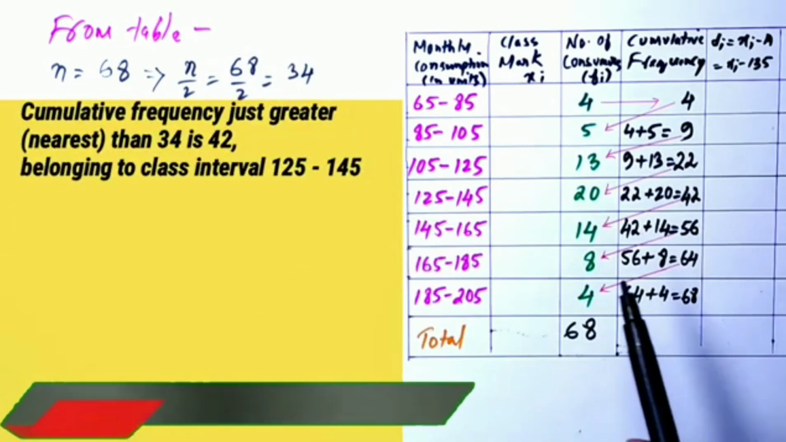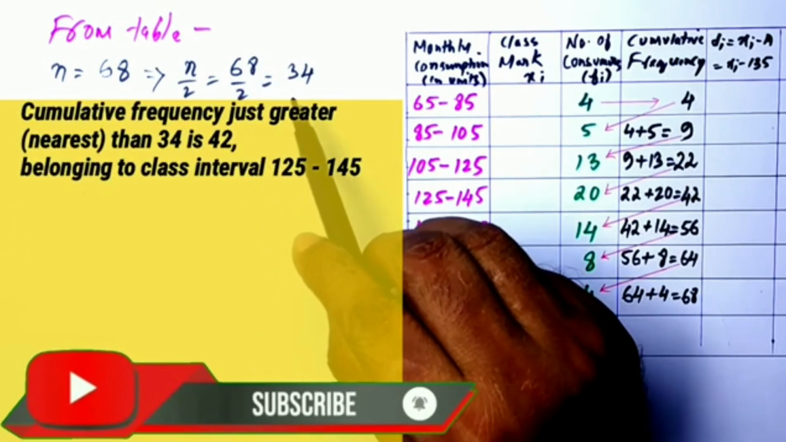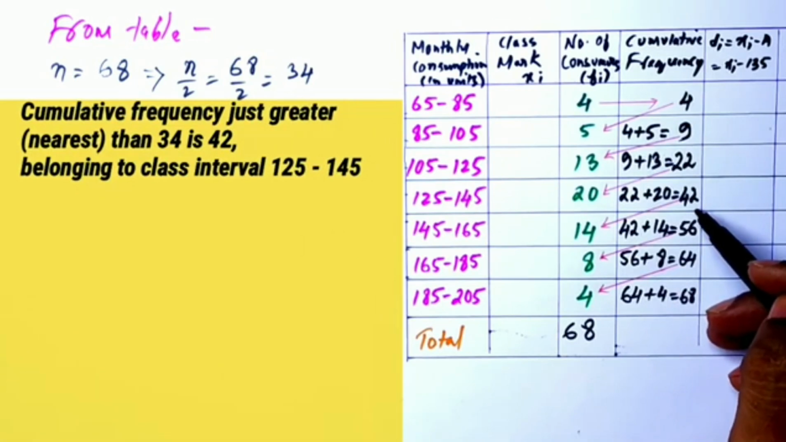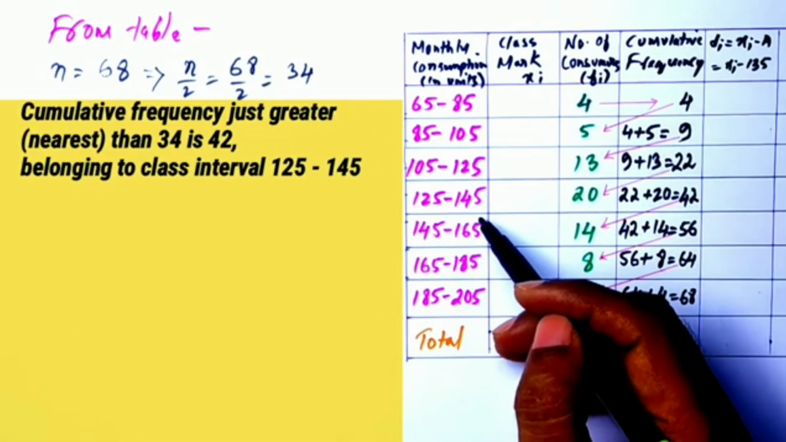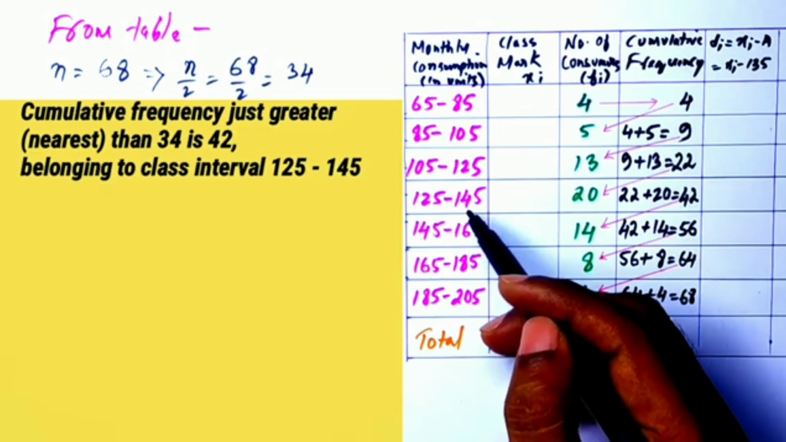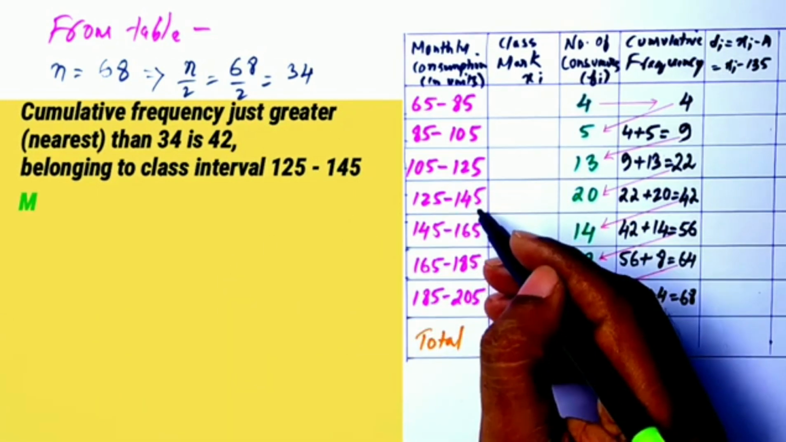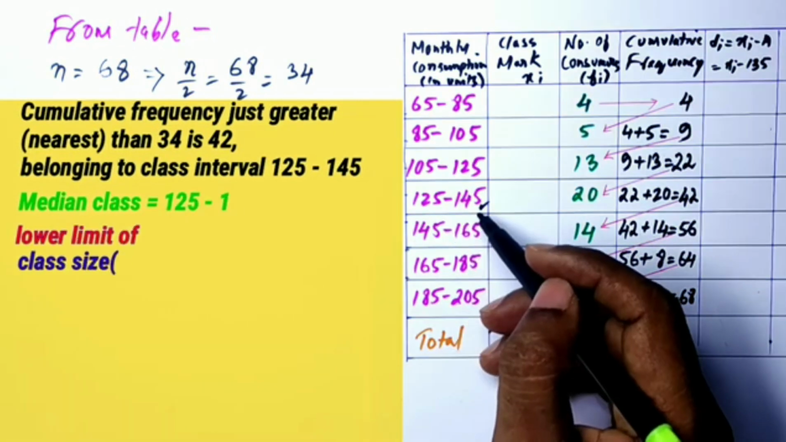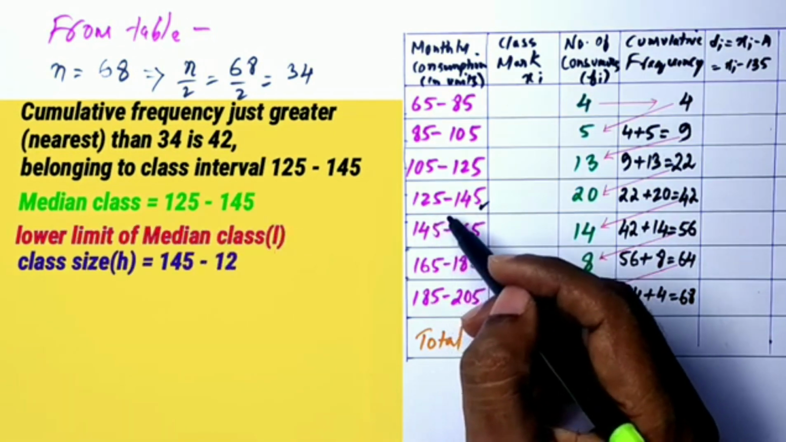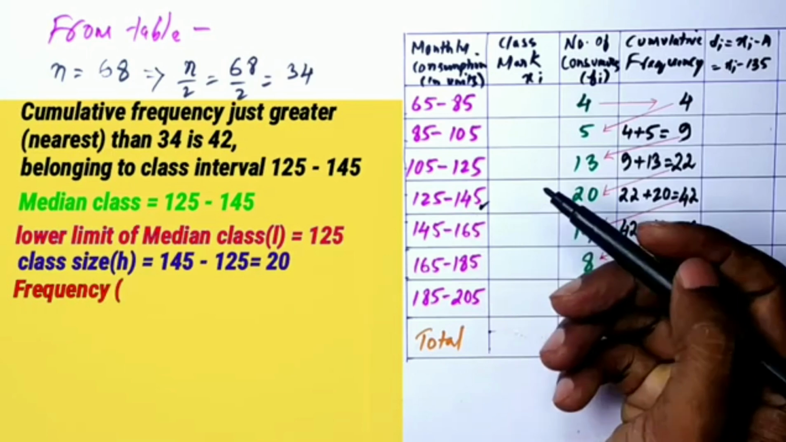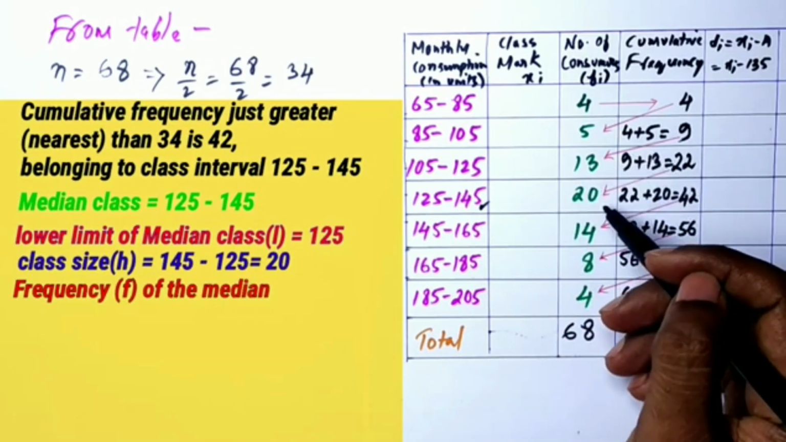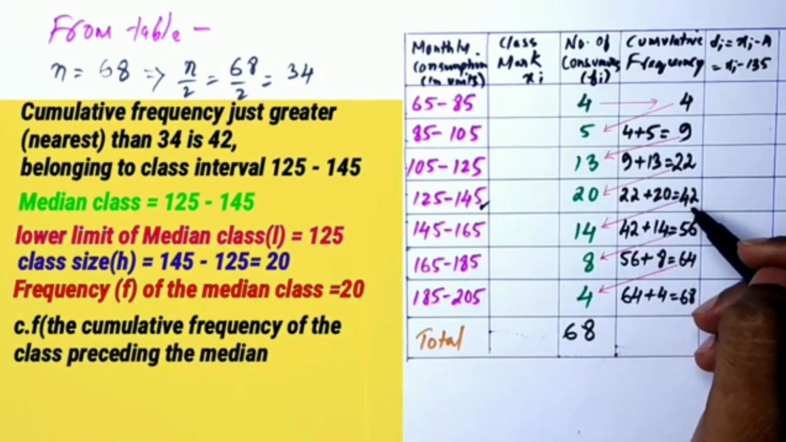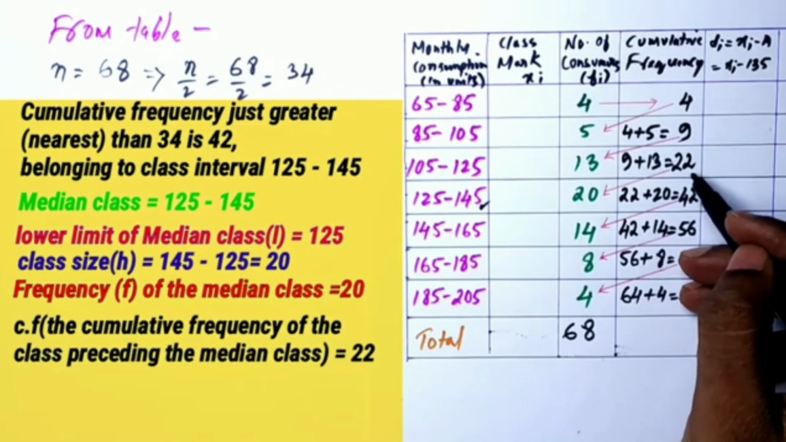So the cumulative frequency just greater than 34 is our 42, belonging to interval 125 to 145. So therefore this will be our median class. So the lower limit of the median class is 125. The class size will be 145 minus 125, which will be 20. The frequency of the median class is 20. The cumulative frequency of the class preceding the median class is 22.